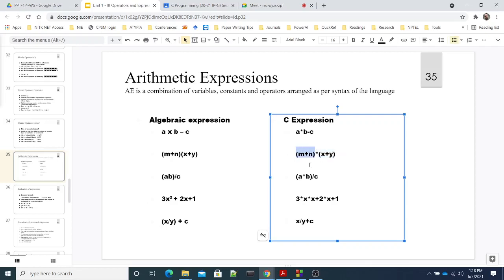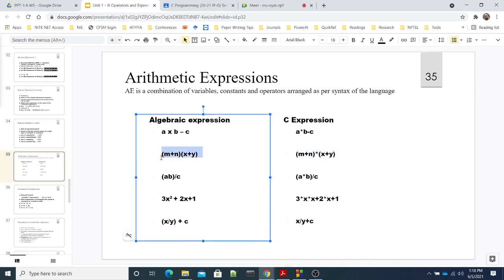First, in mathematics, whatever is in parentheses or in brackets will be taken first. Then again another bracket will be taken first, and after that the result of this and the result of this will be multiplied. In mathematics also, implicitly that is happening. Okay, so evaluation of expression means in what order.